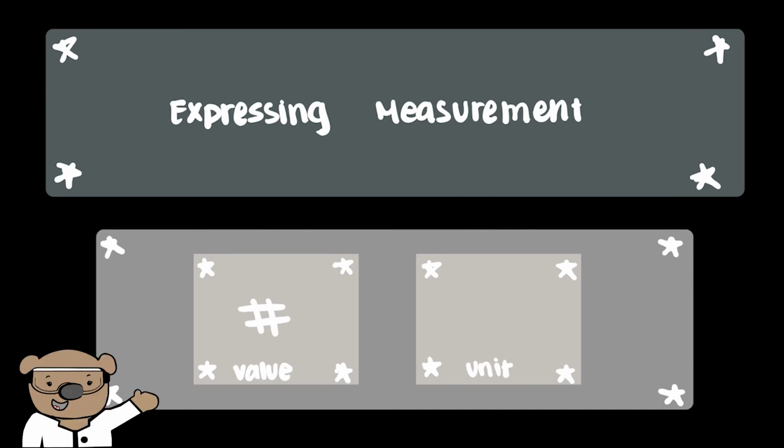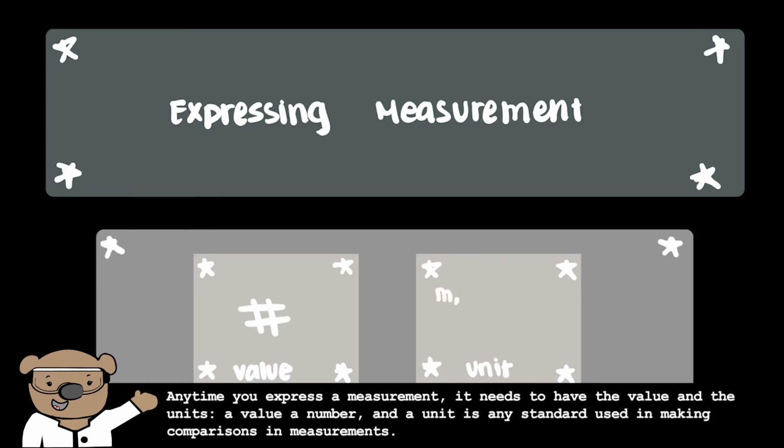To express a measurement, we need to make sure to have 2 things: a value and a unit. A value being any number, and a unit being any standard used to make comparisons in measurements, such as meters, feet, seconds, grams, even degrees Fahrenheit.